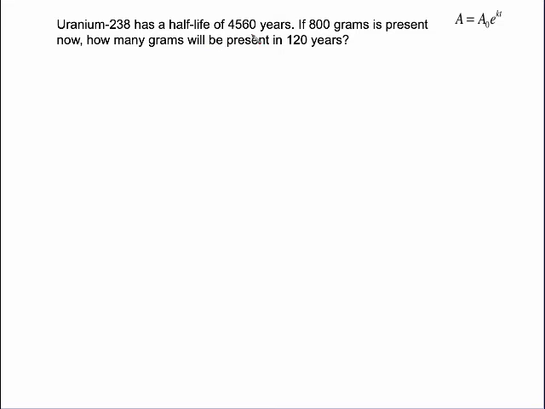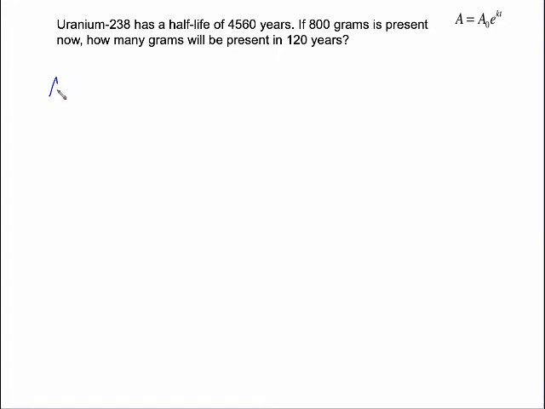Uranium-238 has a half-life of 4,560 years. If 800 grams is present now, how many grams will be present in 120 years? We are looking for the number of grams that are left. We are not looking for the t. We are looking for how much is left after 120 years. This is a more involved problem. This requires us actually to do 2 separate problems.